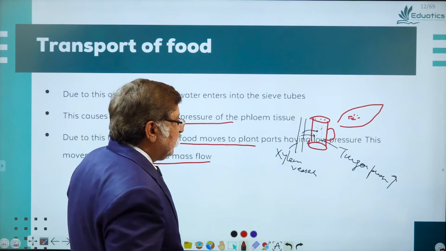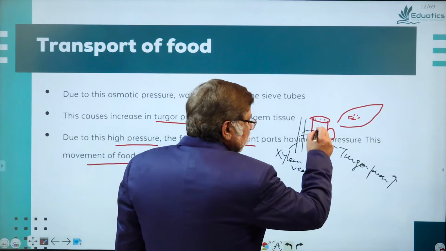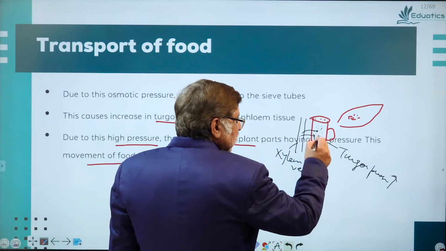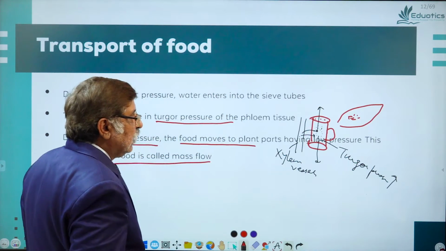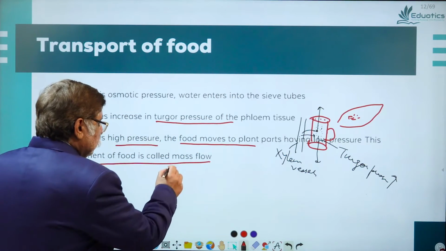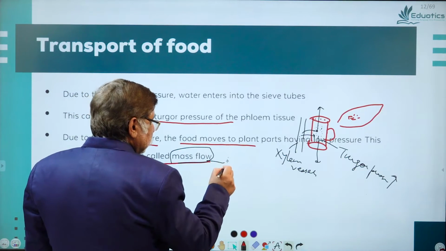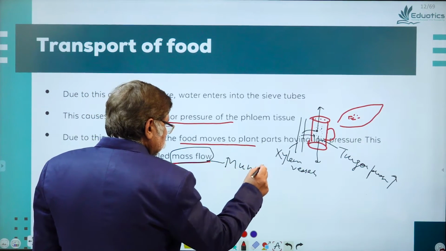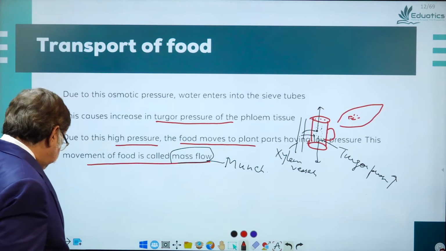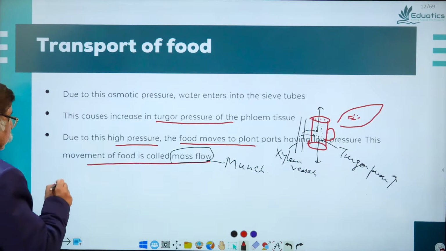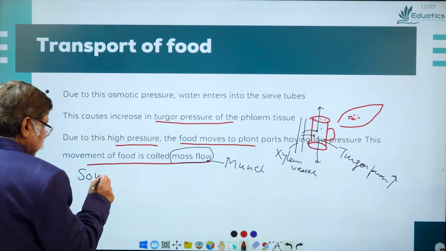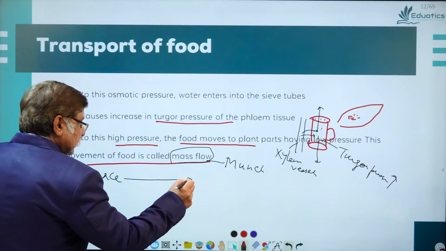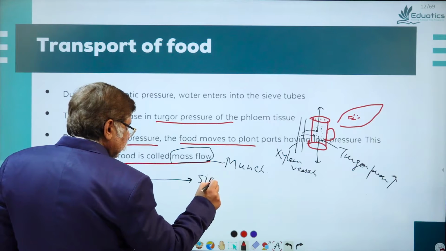Due to increased turgor pressure, the food will go from higher to lower pressure, whether it is upward or downward. This is what it is saying, and this mass flow hypothesis was given by a scientist known as Munch. Munch talks about transportation of food from source to sink.